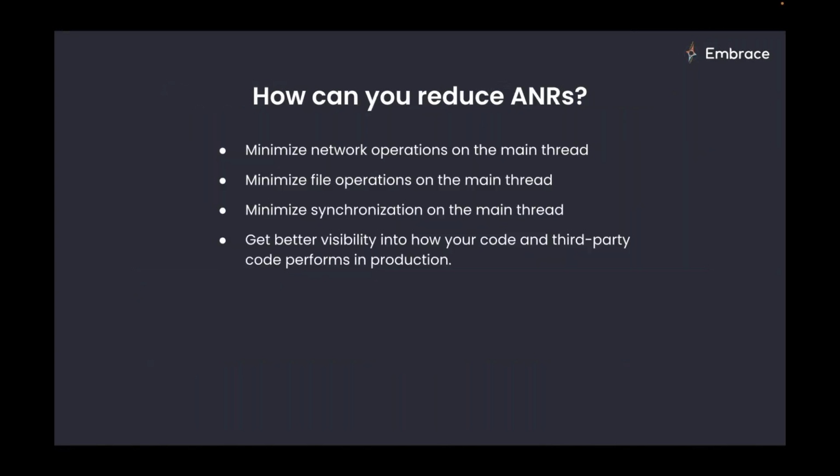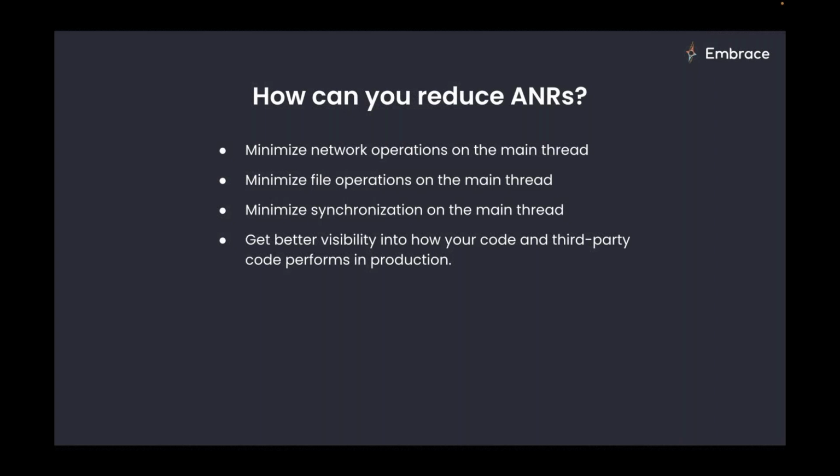There's a few accepted ways to try and reduce ANRs. You can try and minimize your network operations on the main thread. Most people won't be performing network calls themselves on the main thread, but one common pattern that we've seen is you can end up parsing JSON on the main thread once you've received a response. So that's definitely something to see if it affects your code base.